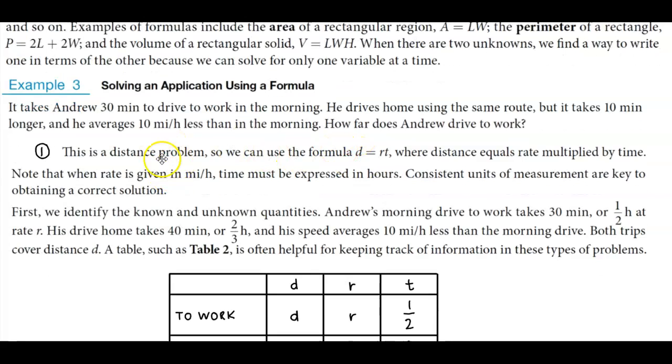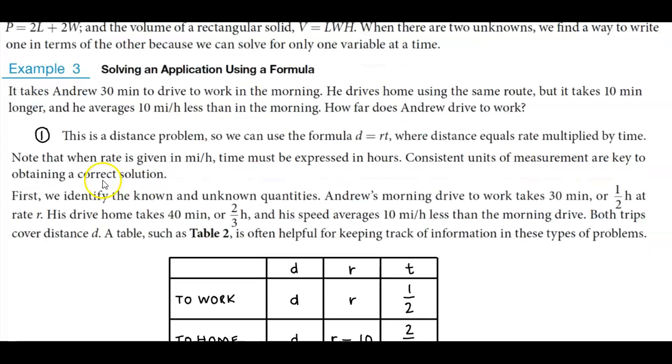Well, this is a distance problem, so we can use the formula D equals RT, distance equals the rate times time. Now note that when rate is given in miles per hour, time must be expressed in hours. Consistent units of measurement are key to obtaining a correct solution.